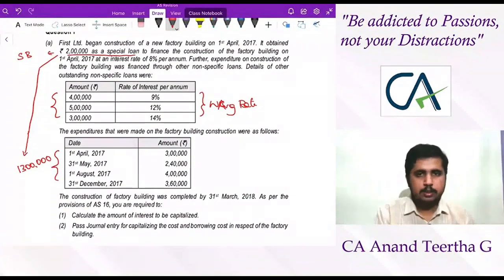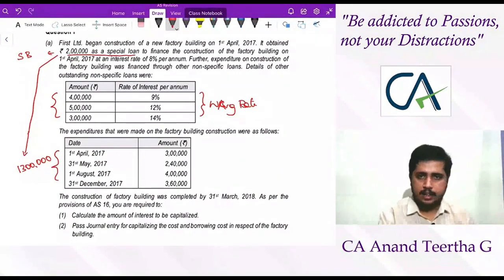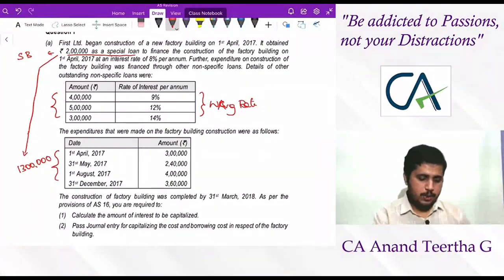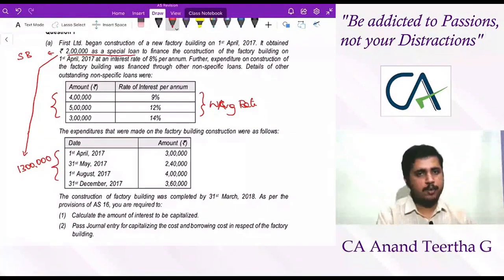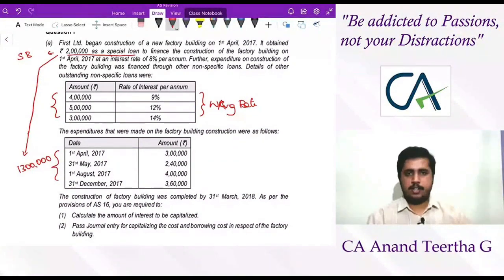Okay. Now, this is one thing. So how do I get the weighted average rate? Calculate interest. Amount into rate will give you interest. Take the total of interest. Total interest divided by total loan will give you the weighted average rate. This is logic number 1 and I hope everybody understood.